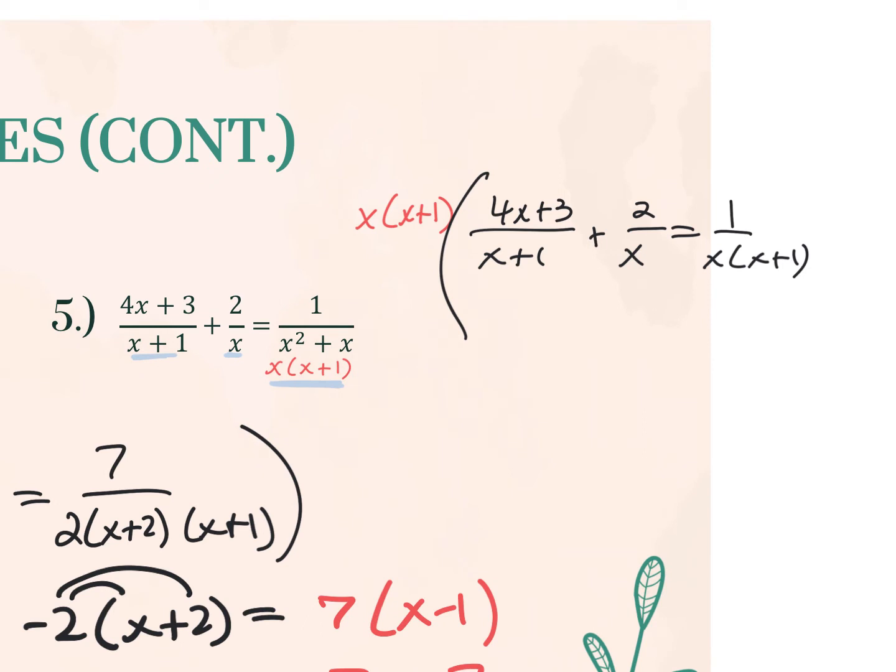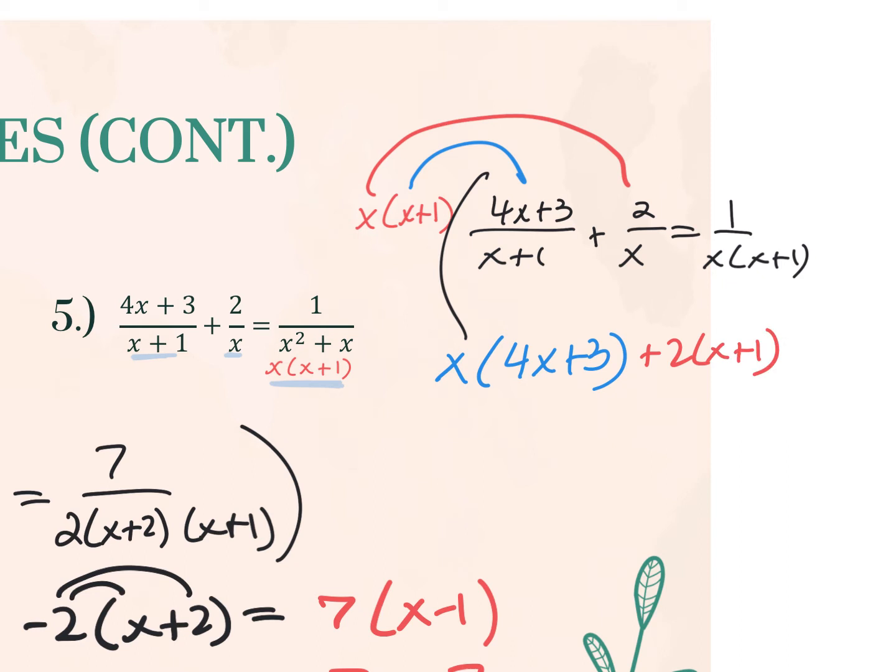So notice when I distribute it here, the only thing it's missing is the x. So that's what I'm going to multiply to the 4x plus 3. The middle one, when I distribute it here, it's missing the x plus 1. And then the last one has everything it needs.